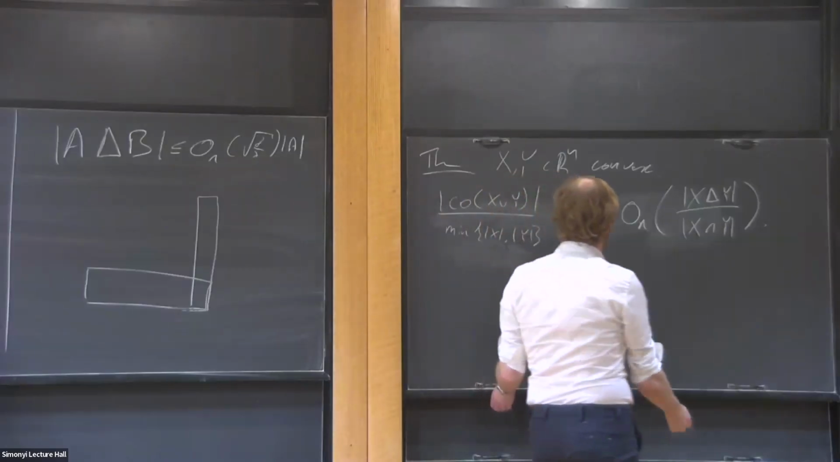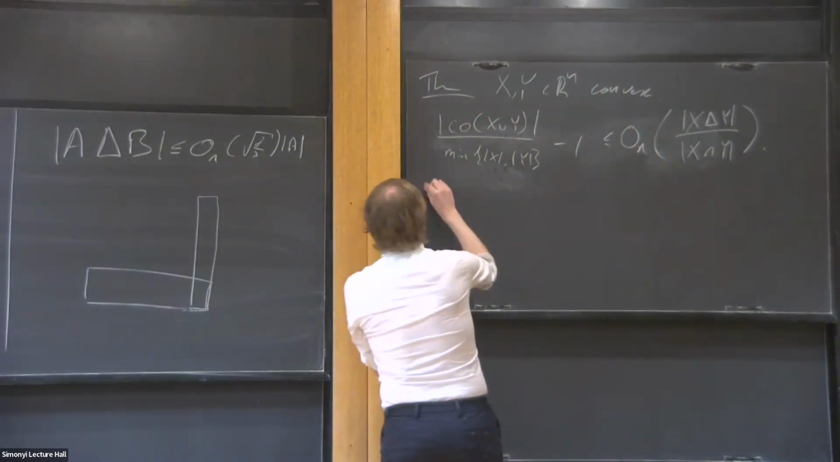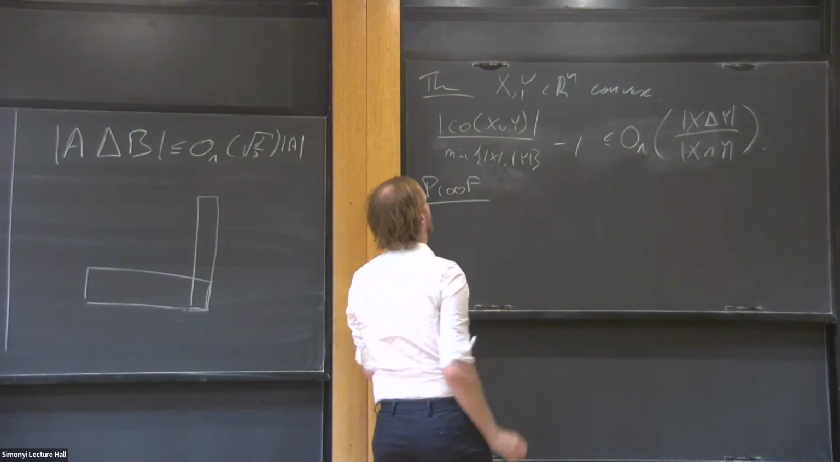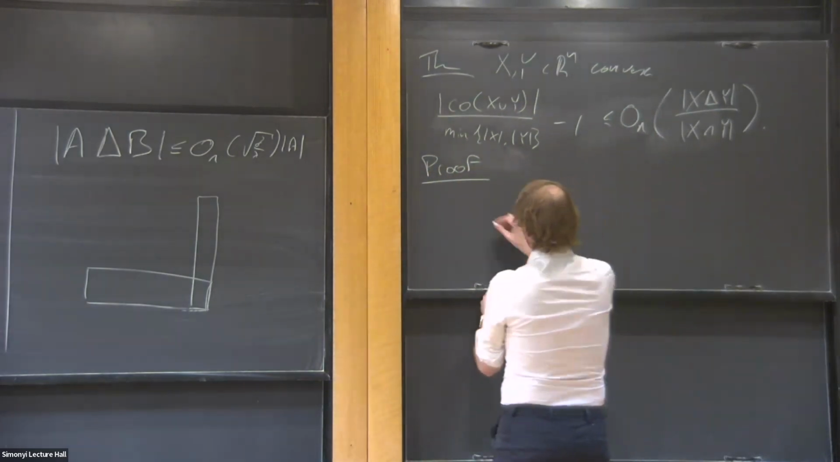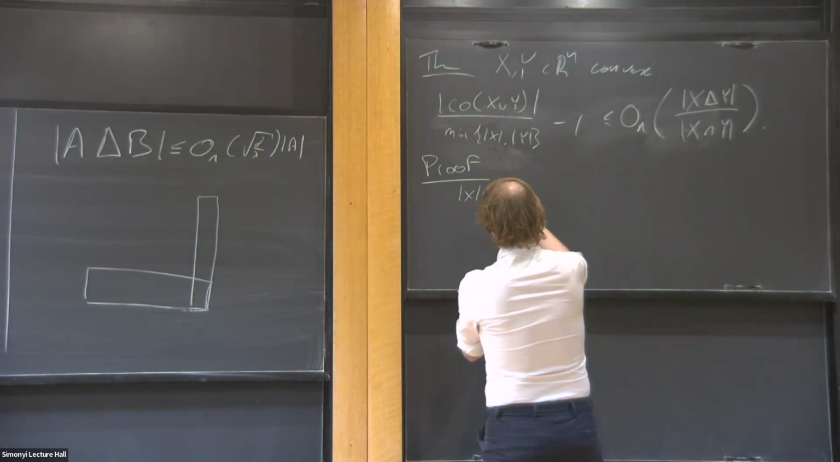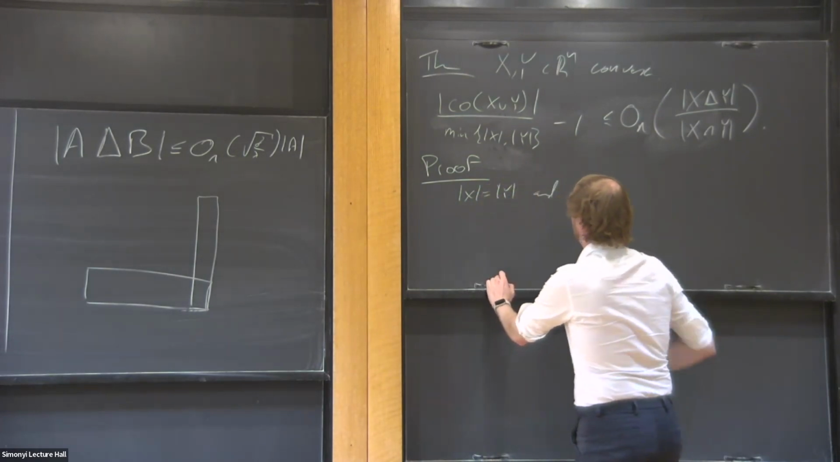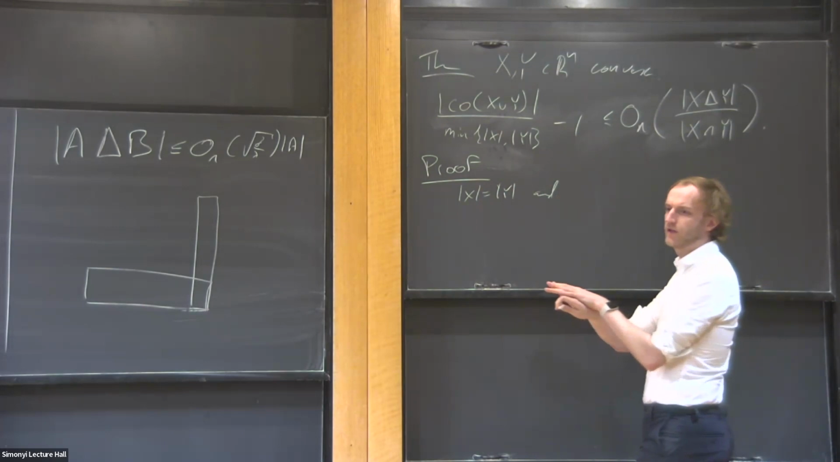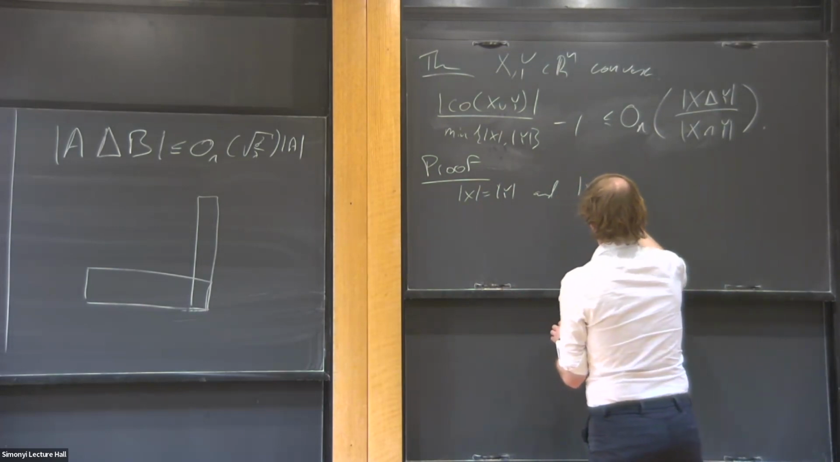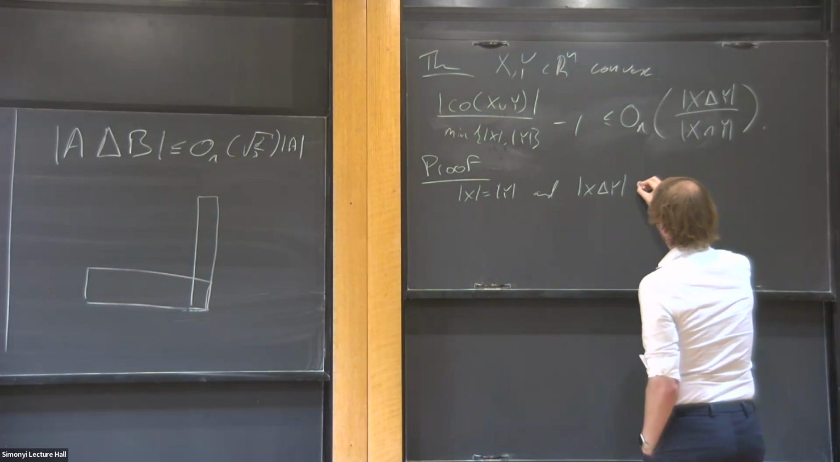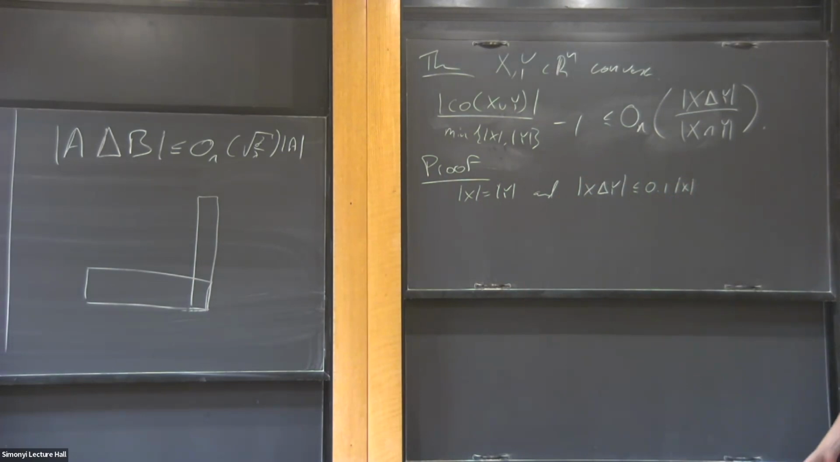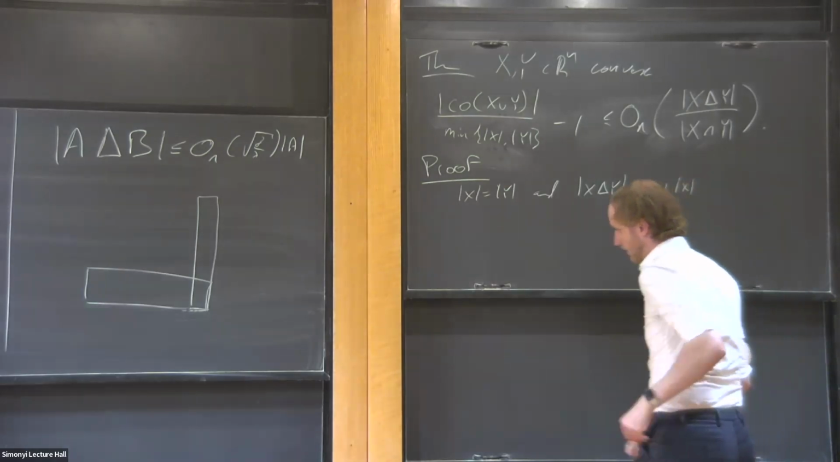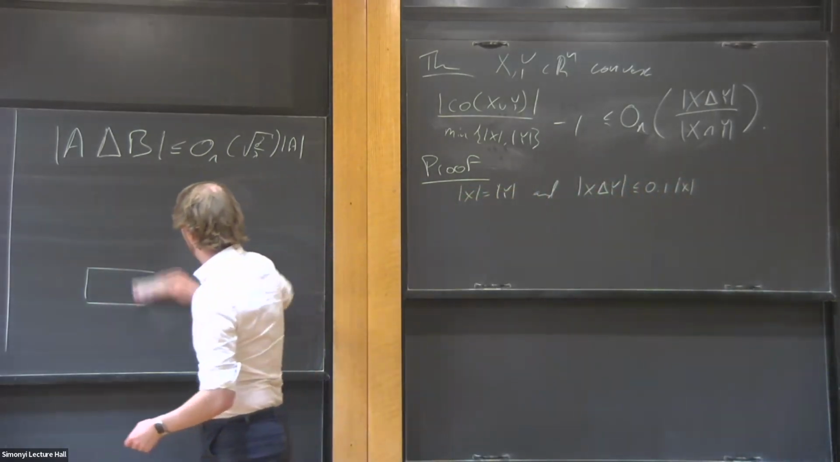Okay. So let's see a proof. And we're going to prove it in a specific case. Let's say that X and Y have the same size, and they're very alike. So let's say that the symmetric difference is relatively small, is at most 0.1 times. What are we going to do in this case?